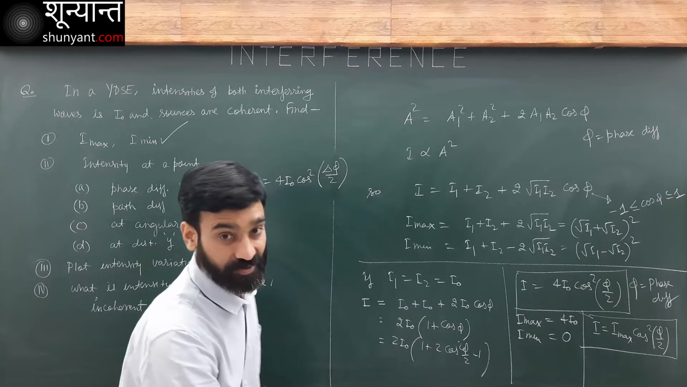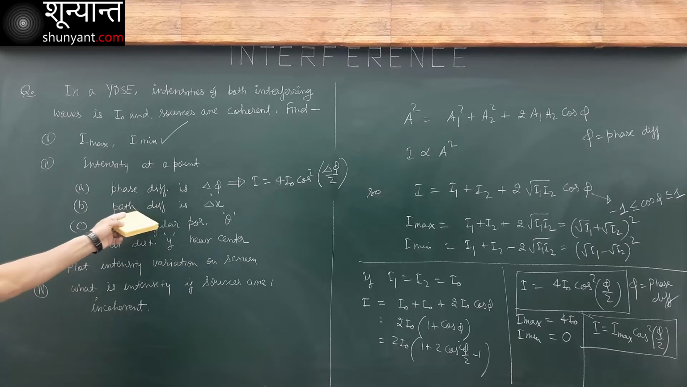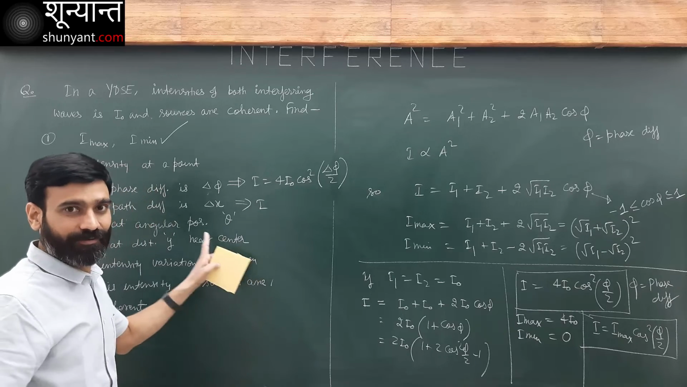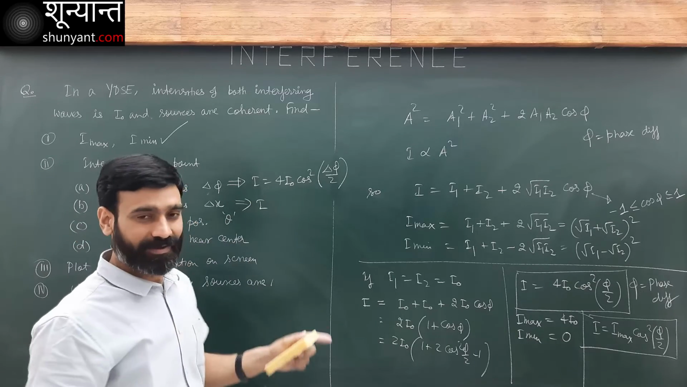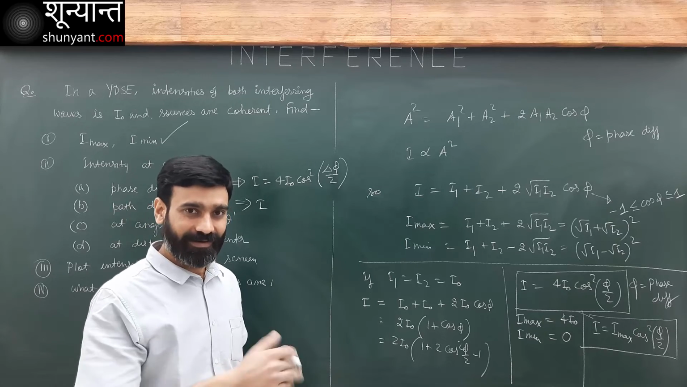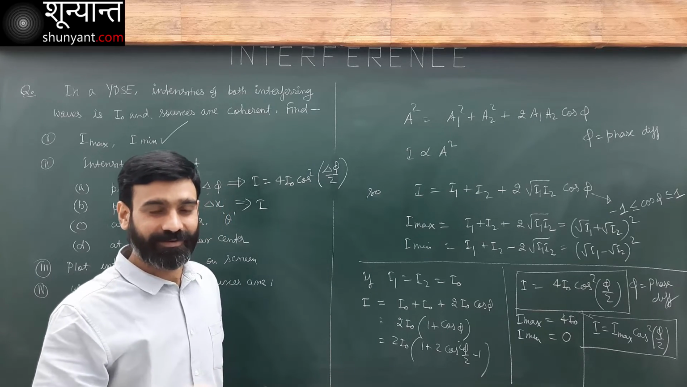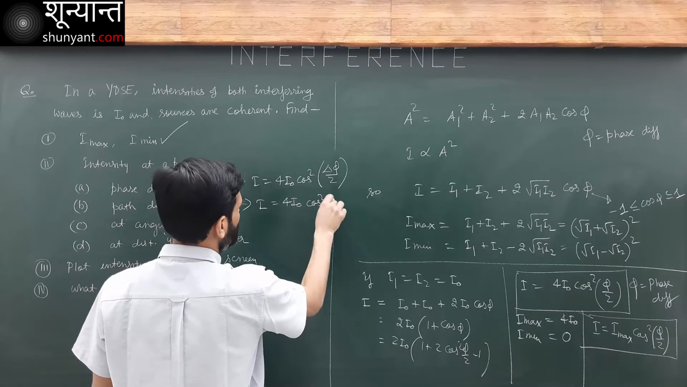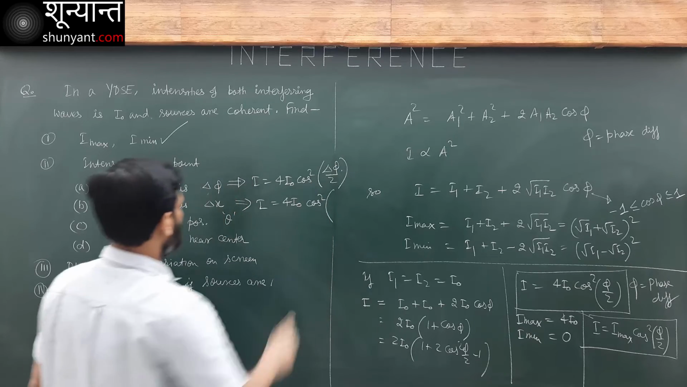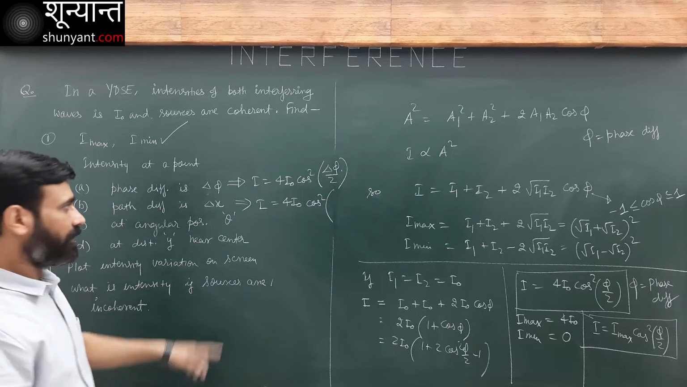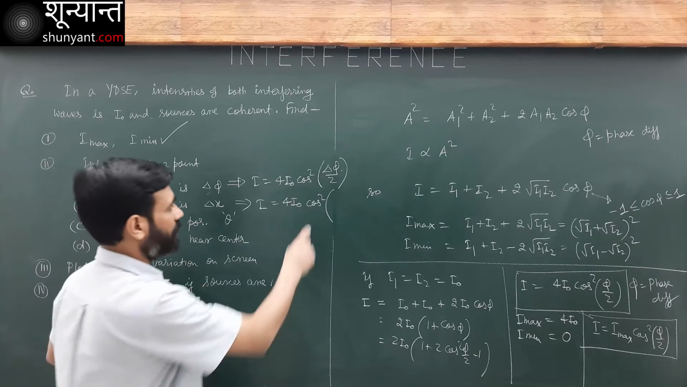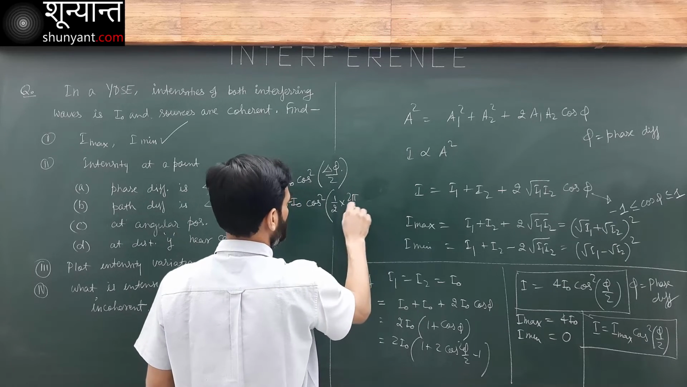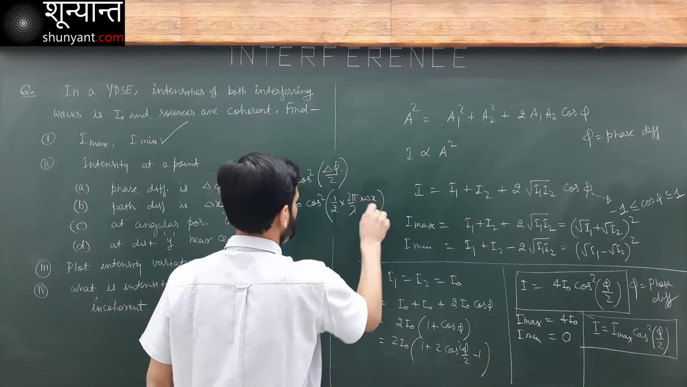Absolutely no difference. Now, path difference is delta x. We are going to solve it. You should solve it. Pause the video, you solve it, then we discuss again. This will be equal to 4 I naught cos square. You see, path difference is given, so it will be equal to half times the phase difference, which is 2 pi over lambda times delta x.